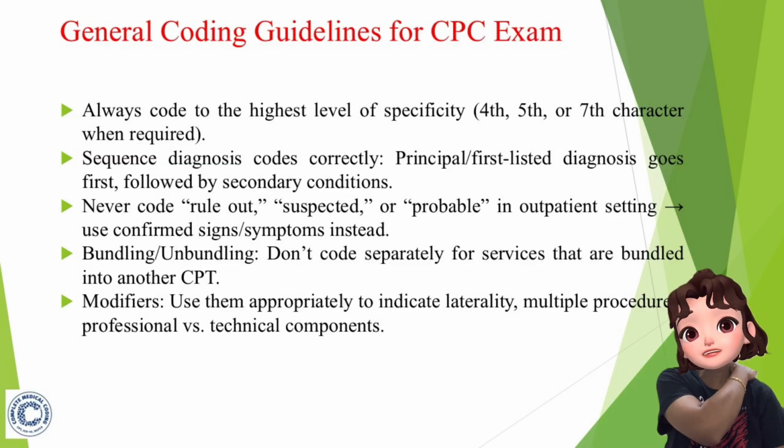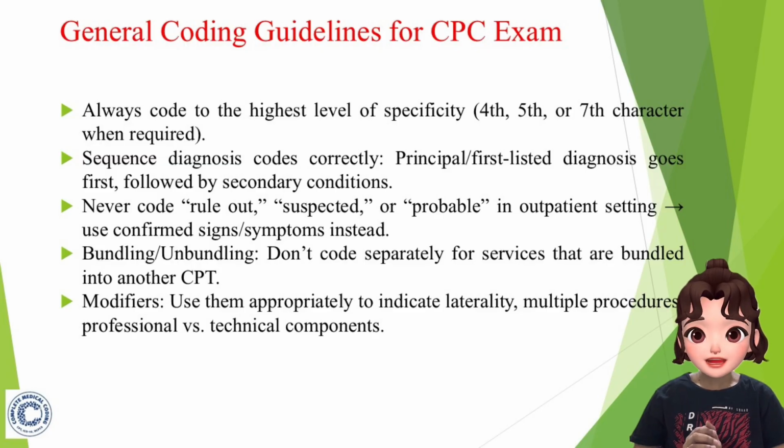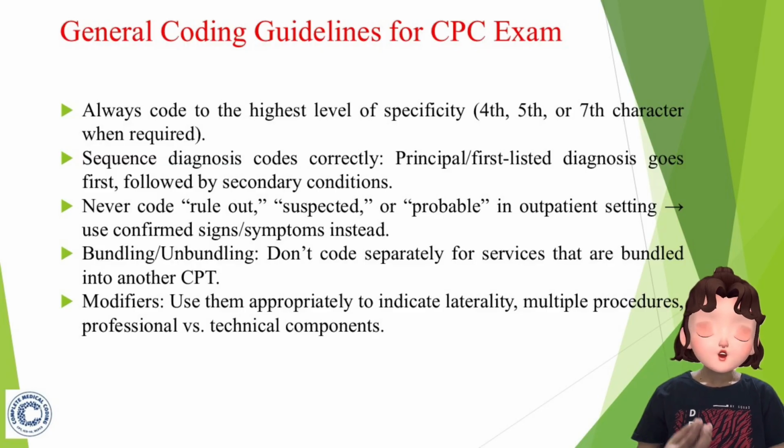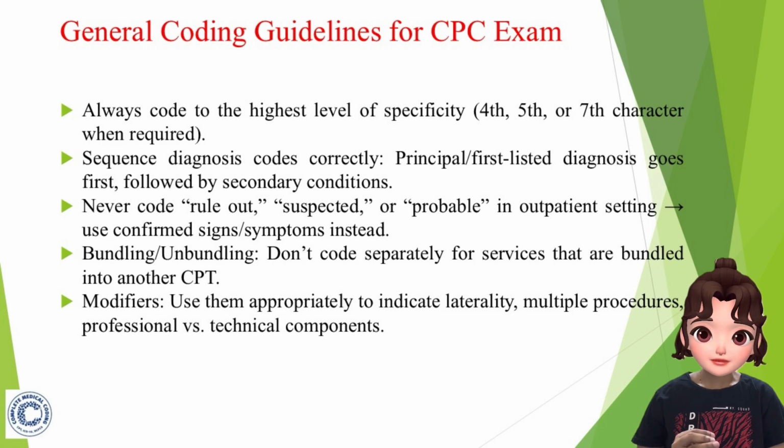Now, sequence diagnosis codes correctly. You have to follow the sequencing for the diagnosis codes, which means the principal diagnosis is the first listed diagnosis. The principal diagnosis should be the main important diagnosis, coded first, followed by the secondary conditions. What is the patient here to be treated for? It should be the accurate principal diagnosis.